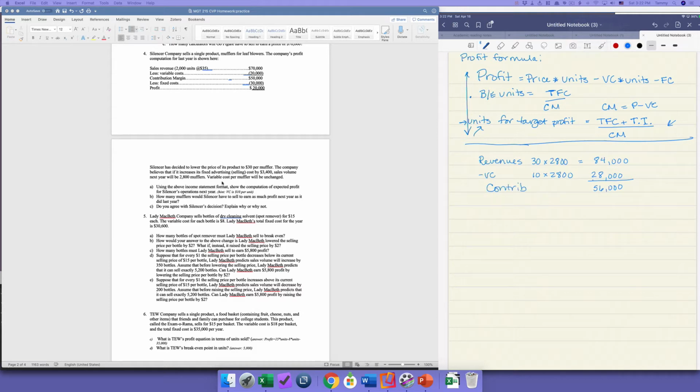And then our fixed costs are going to be $33,400, right? Because our fixed cost is going to go up by $3,400. So that means that our profit is going to be $22,600, which is more than the $20,000 that we earned last year. So this makes a lot of sense. So that's the answer to C. Does it make sense? Yeah, it makes sense.